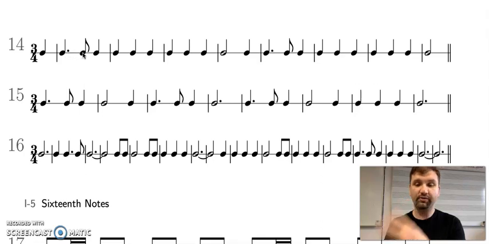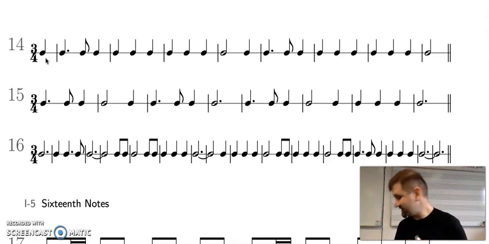1 and 3. Again, it would be 1 and 3. One more time, it would be 1 and 3. So watch out for that rhythm that comes up here. Let's count 14 together.